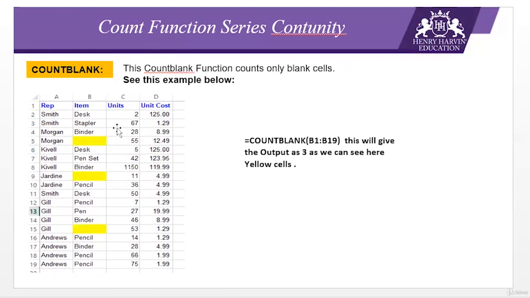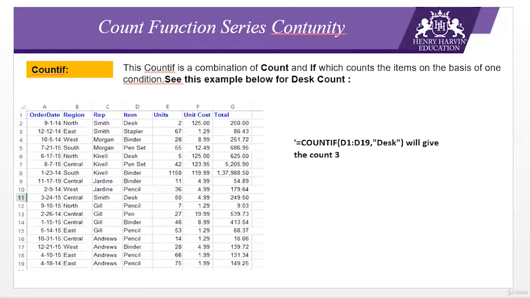If you go to count blank, this is self-explanatory. I can skip this, but still you can see there are 3 highlighted cells which we are counting, so it is counting 3. Now go to the next item, count if. Count if is a combination of count and if, which counts items on the basis of one condition. Count if accepts only one condition. Here in the D column, which is item, we are finding the total count of desk. This is the function which gets you the 3 count.